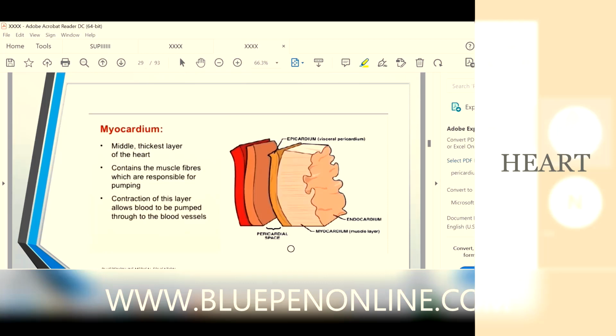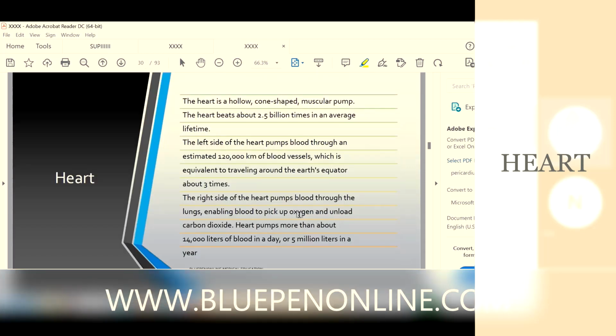Okay, and the next is the myocardium. See the picture. This is the myocardium. It is the middle, thickest layer of the heart. It contains muscle fibers which are responsible for the pumping of the heart. So contraction of this layer leads to the flow of blood through the blood vessels.